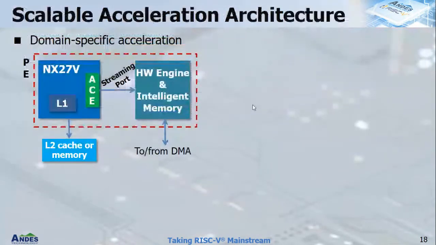What we are seeing is that with our vector processor and with the streaming port, now customers start building something like this. We call it a process element. So you have the vector processor unit with the streaming port and the hardware engine tightly coupled, which can directly access data from the memory through DMA or so.